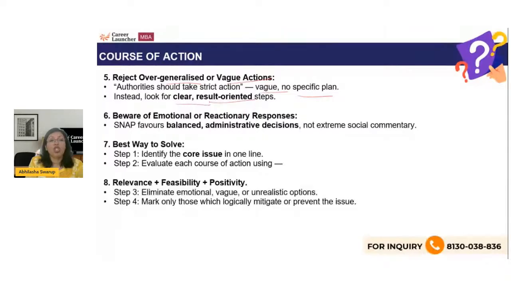Now beware of emotional or reactionary responses. SNAP favors balanced administrative decisions, not extreme social commentary, right? So identify the core issue in the statement, then evaluate each course of action using relevance, feasibility, and positivity. Eliminate any emotional, vague, unrealistic options. Mark only those which mitigate or prevent the issue.